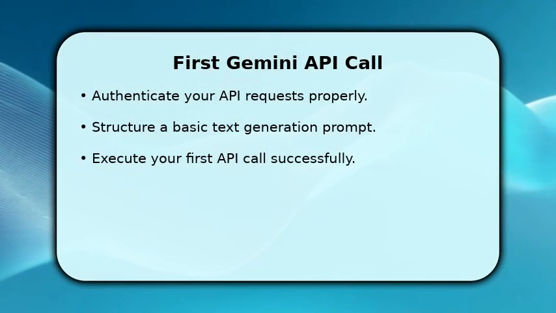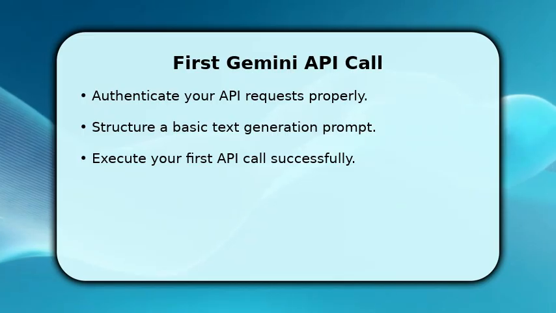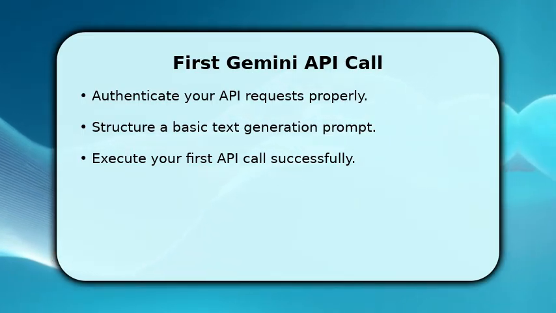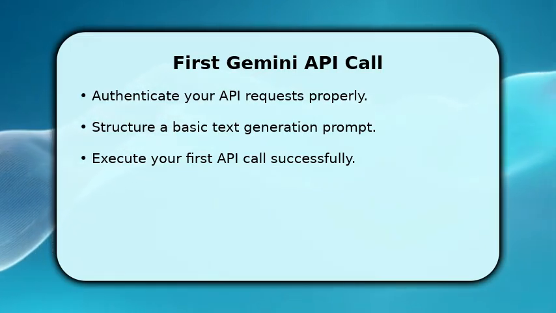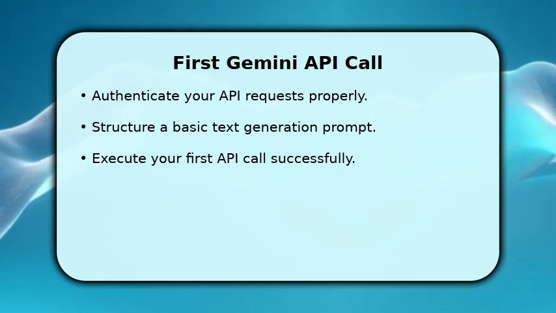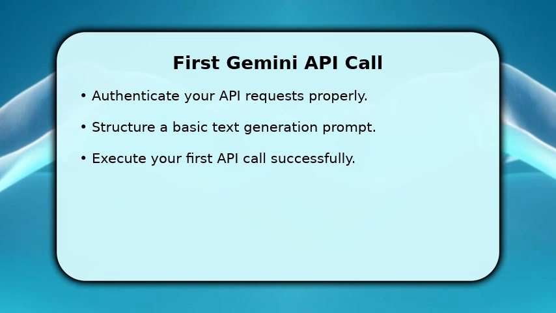Now let's make your first API call. Begin by authenticating your requests using the API key you just obtained. This is a critical security step. Then, structure a basic text generation prompt, perhaps asking Gemini to write a short story or explain a concept. Finally, execute your first API call using your chosen programming language, observing the model's response. This initial interaction demonstrates the API's immediate power.